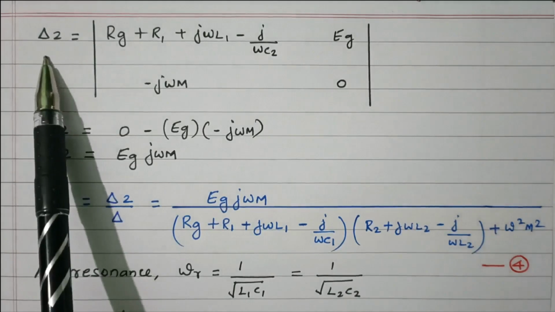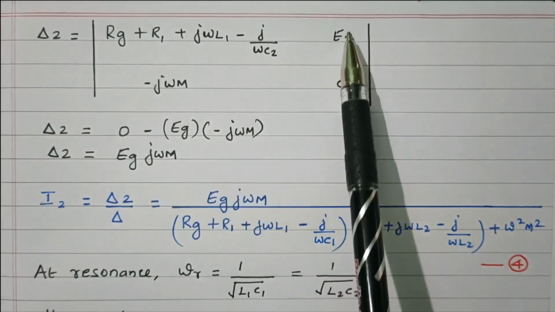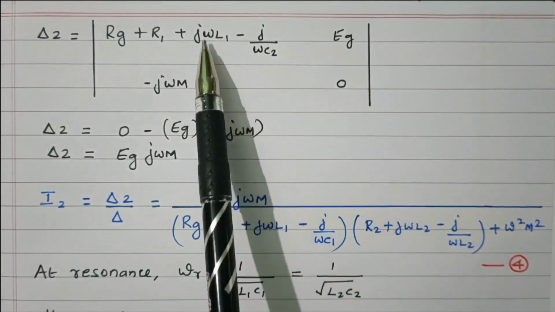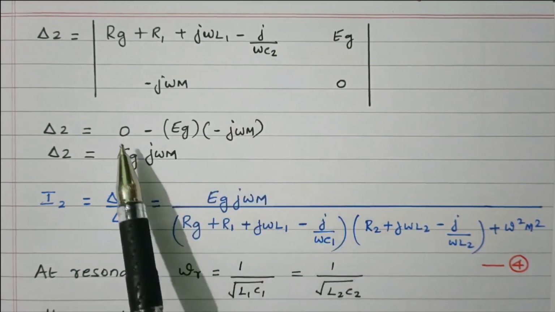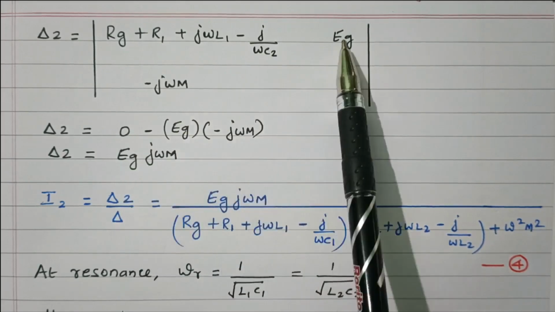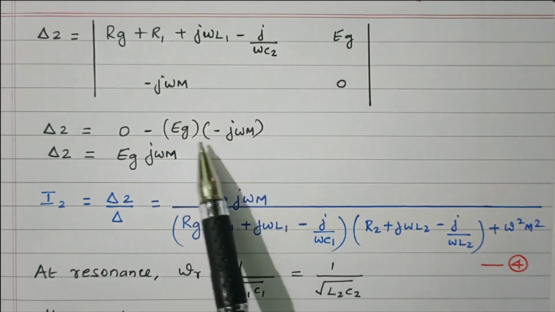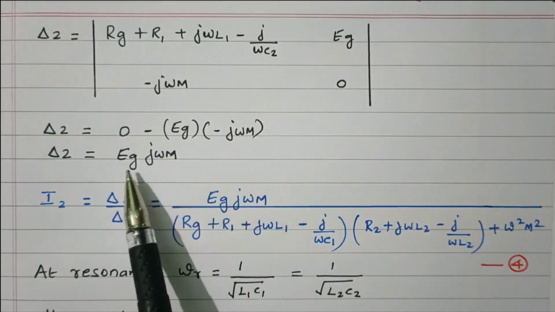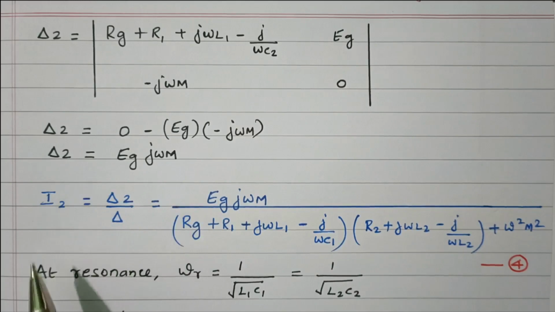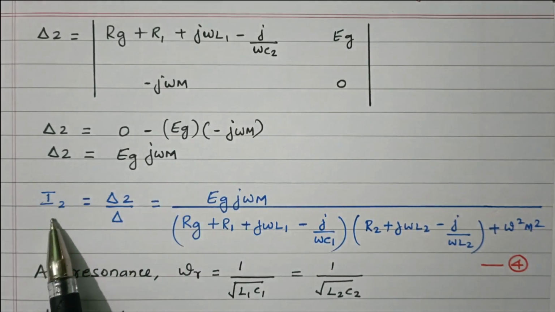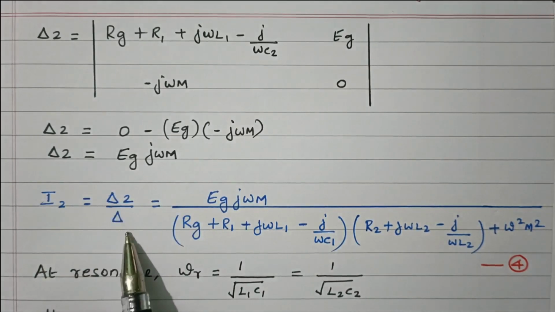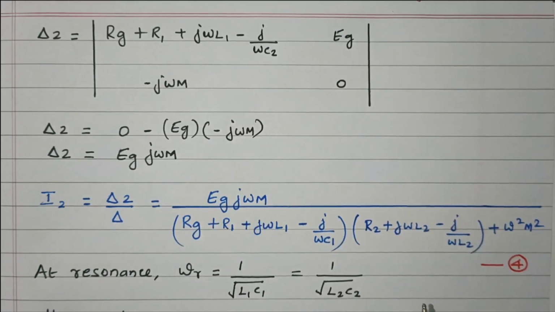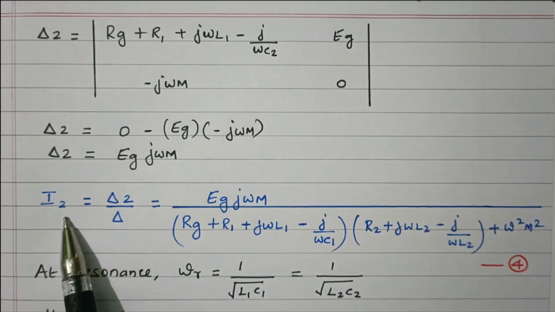Now we'll find the delta 2 value. Delta 2 means the second column is replaced by the voltage matrix Eg and 0. Now we have to cross multiply these two. While cross multiplying, it becomes 0. Now these two, minus of Eg into minus j omega m. Minus into minus becomes plus. So Eg j omega m is the delta 2, so that we can easily find the I2 value. I2 equals delta 2 divided by delta. This is the delta 2 value. This is the delta value. Right. So now we got the expression for I2.